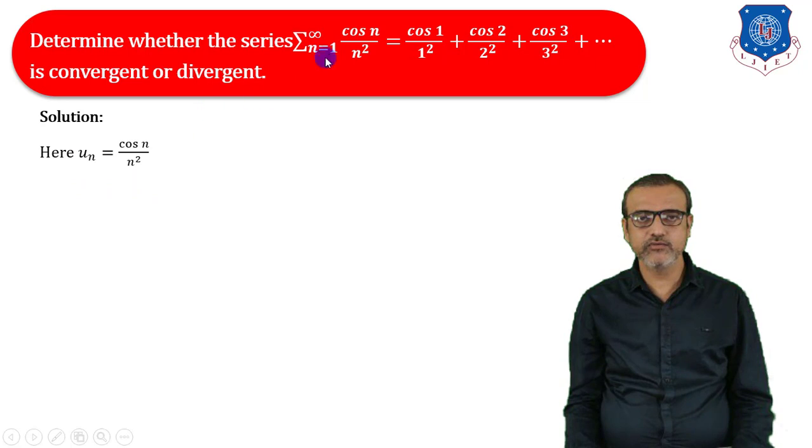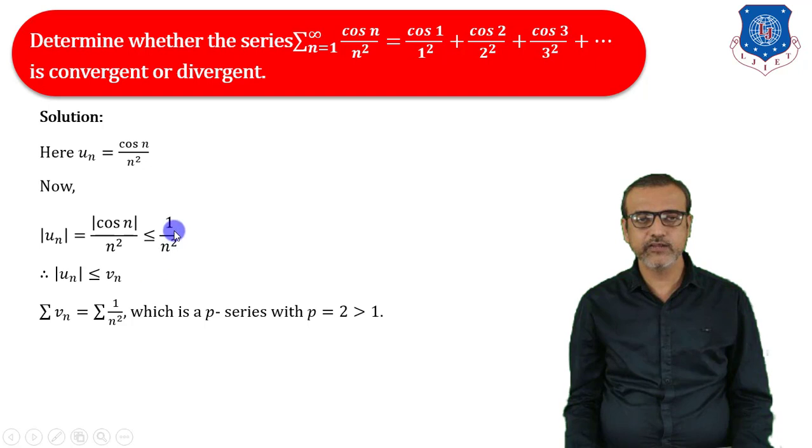Here un equals cos n upon n square. Now |un|, that is equal to |cos n| upon n square, because n square is always positive. Now the maximum value of |cos n| is 1, so |cos n| upon n square will be less than or equal to 1 upon n square. Therefore |un| is less than or equal to vn. So here we are taking vn equals 1 upon n square.